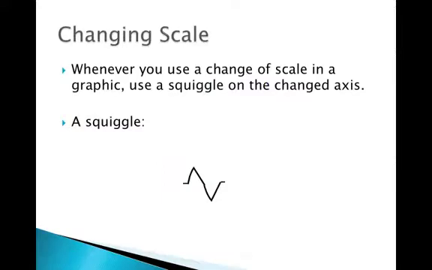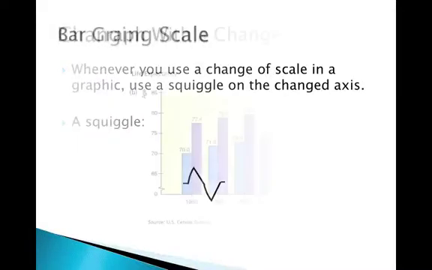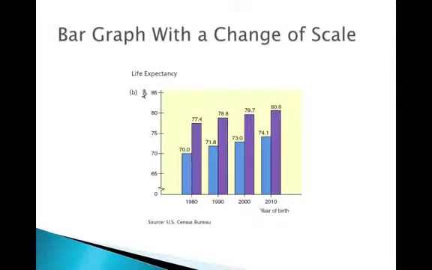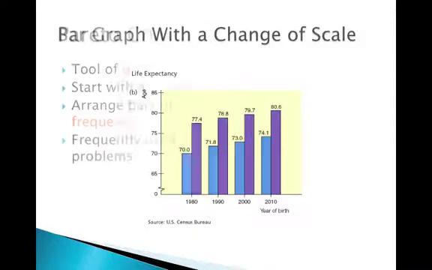All right, whenever you change the scale, you're going to use a squiggle on the changed axis. So if you're going to compress it and skip, say, from 0 to 50, you're going to use the squiggle. All right, so here's a bar graph with the changed scale. The problem with this is that it actually exaggerates the difference in life expectancy, so it's okay to do it, but sometimes it can make it not represent what you really want it to represent.